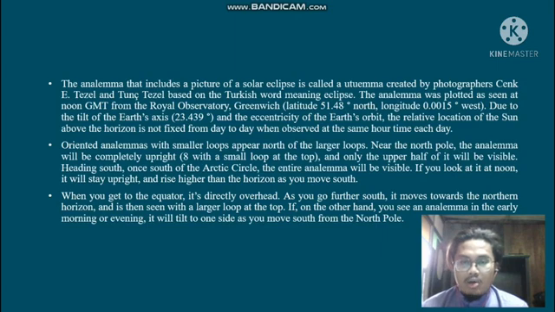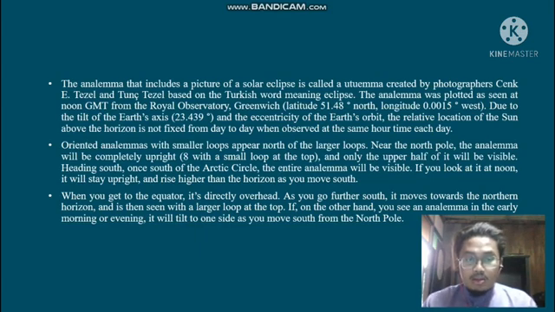51.48 degrees north, longitude 0.0015 degrees west. Due to the tilt of the Earth's axis, which is 23.439 degrees, and the eccentricity of the orbit, the relative location of the sun above the horizon is not fixed from day to day when observed at the same clock time each day.